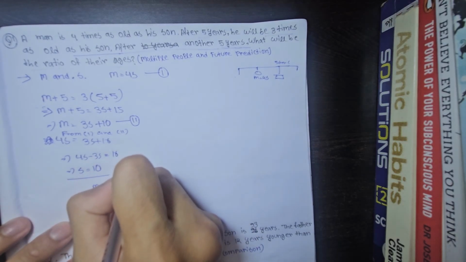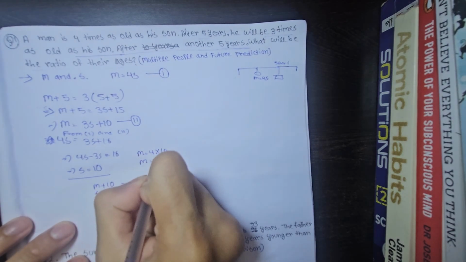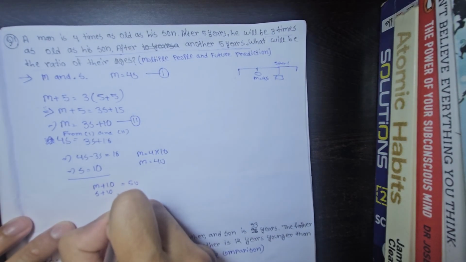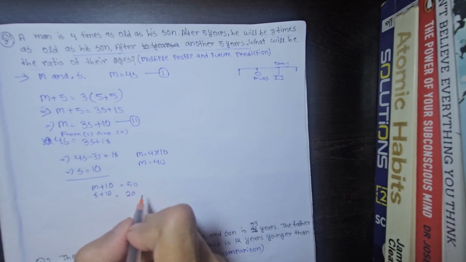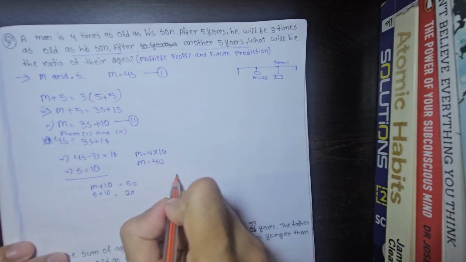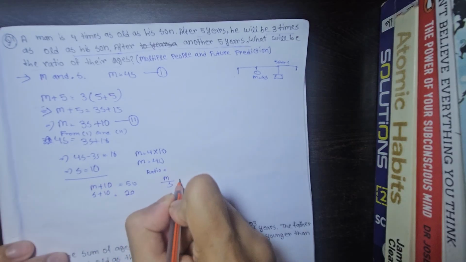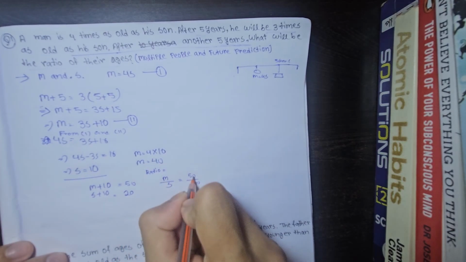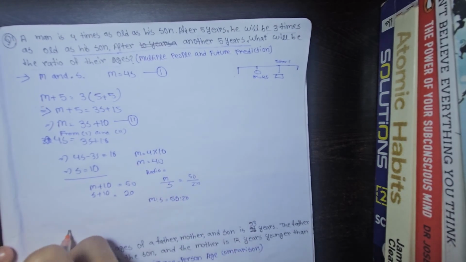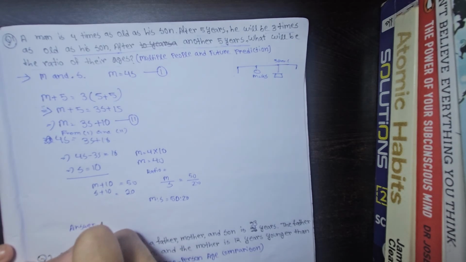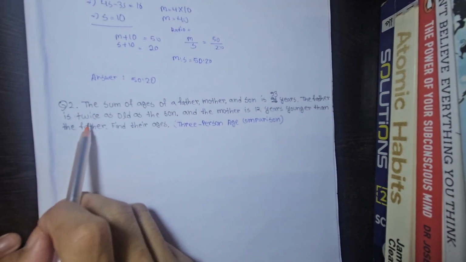What is the value of m plus 10? m equals 4s, m equals 4 times 10, m equals 40, then m plus 10 equals 50, and s plus 10 equals 20, right? So what would be their ratio? It would be m by s equals 50 by 20, or we can write m is to s equals 50 is to 20. So the answer is 50 is to 20, right?